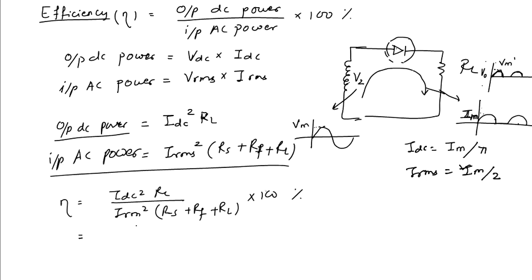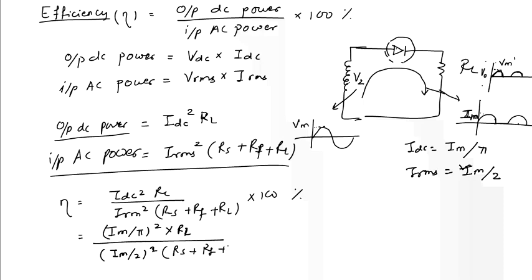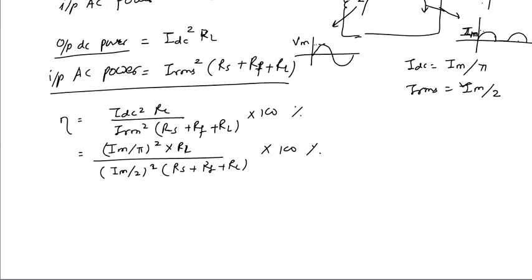Now substituting all these values, IDC equal to Im by pi whole square into RL divided by Im by 2 whole square into RS plus RF plus RL into 100%. Now cancelling these, we get 4 upon pi square into RL upon RS plus RF plus RL into 100%.